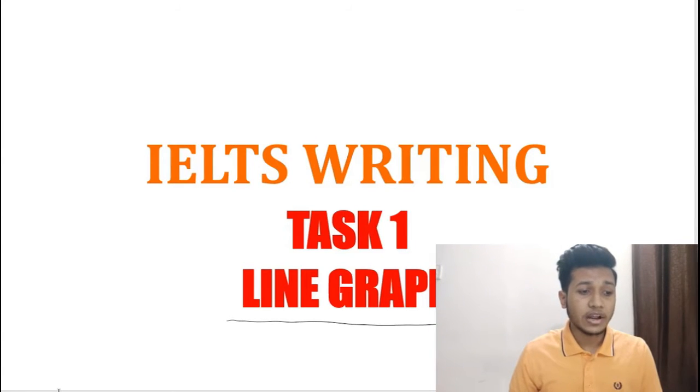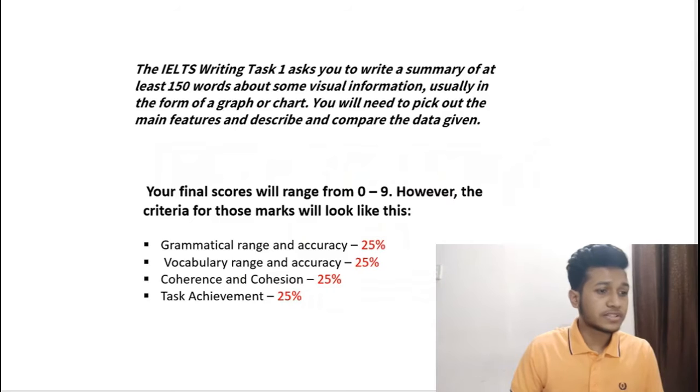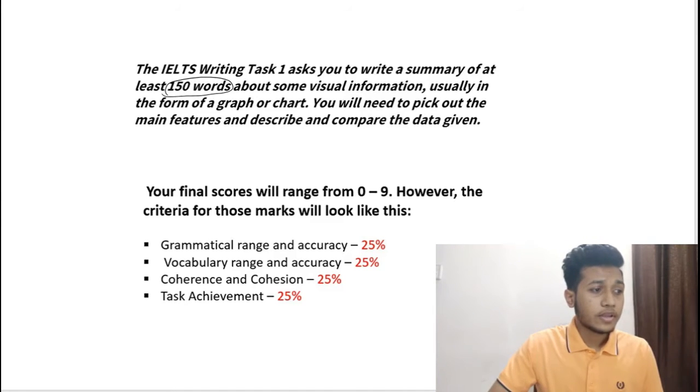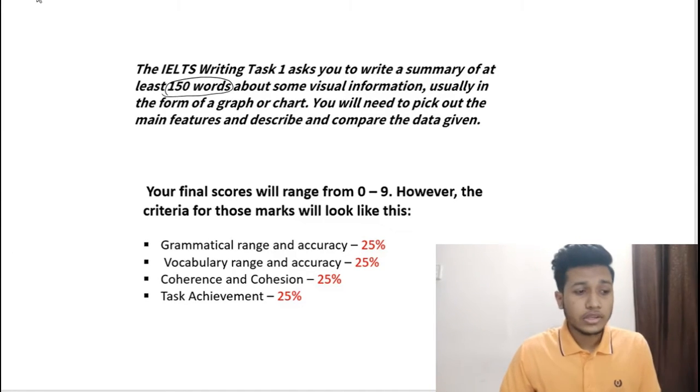Today's topic is line graph. So the first thing I would like to talk about is to introduce you to the IELTS writing task 1 properties and give you some basic information about it. In IELTS writing task 1, you have to write a minimum of 150 words within 20 minutes.